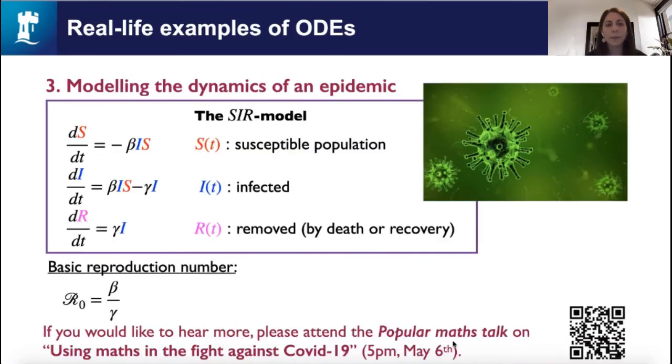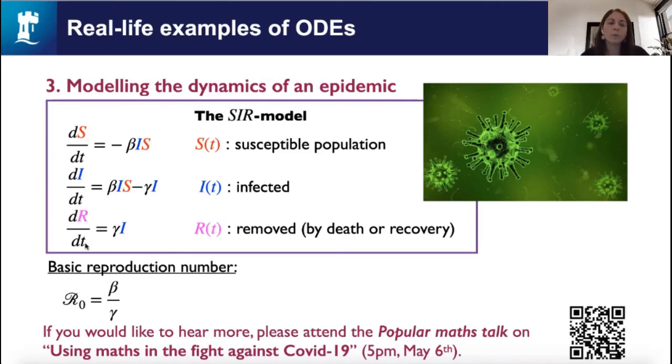And the final example that I would like to mention is that we can use ordinary differential equations and our knowledge to solve them in the modeling of the dynamics of an epidemic. There are a lot of models that can be used, and many of them are quite complicated. However, one of the most famous and the simplest models that can be used to model an epidemic is the so-called SIR model. This consists of three ordinary differential equations that depend on three variables, S, I, and R, where S is used to denote the susceptible population to an epidemic, I is the infected population, and R is the removed population, either removed by death or recovery.